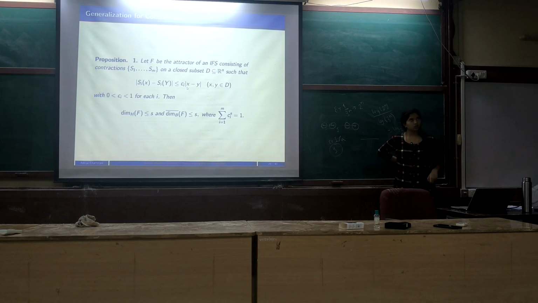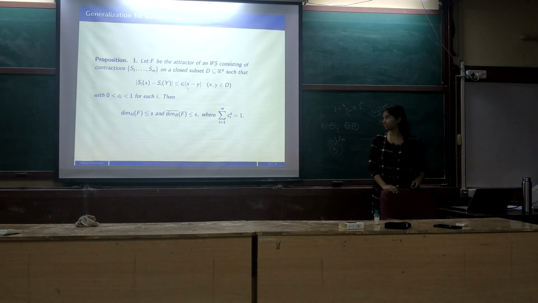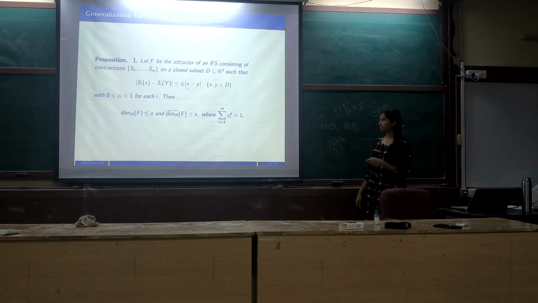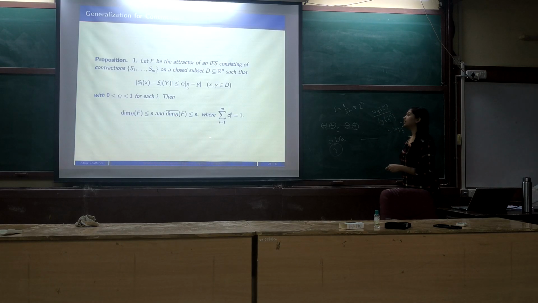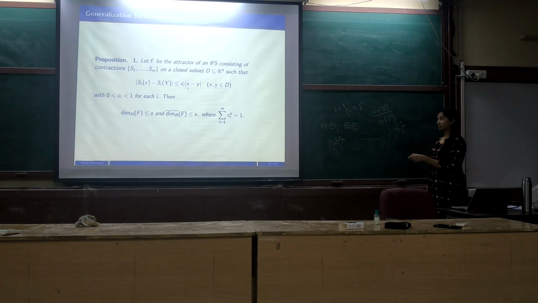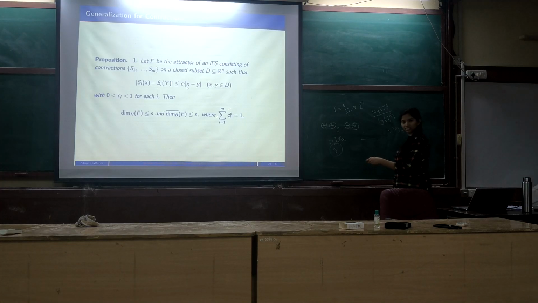So what about when it's not a similarity but just a contraction? It's a contraction if |Si(x) minus Si(y)| is less than or equal to Ci |x minus y|. In that case, this s will give you an upper bound for your Hausdorff dimension and upper box dimension. You can't say that the dimensions are exactly equal to s, but you can say that they are less than or equal to s, where s satisfies this equation. So this gives you an upper bound.